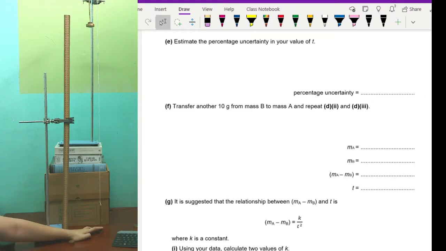Are you ready to begin? Alright, so this is the second set of readings for MA and MB, where I have already transferred 20 grams from B to A, 20 grams from this to that one. So I will release it and hopefully they don't clash into each other. This is first try. Ladies and gentlemen, let's go.